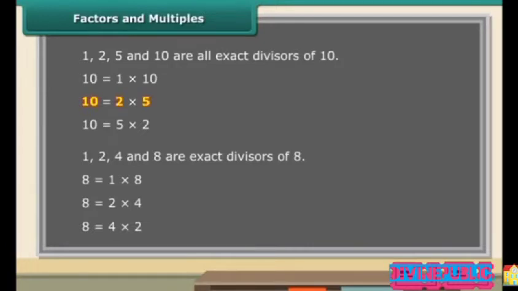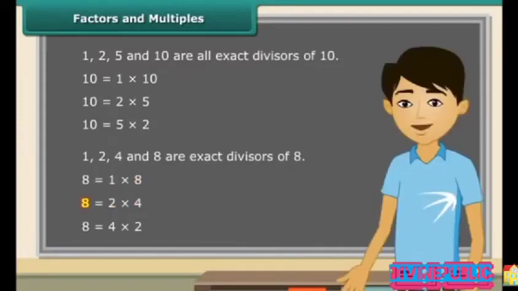Number 10 is the product of 2 and 5. It is also the product of 1 and 10. So, 10 is a multiple of 1, 2, 5 and 10. Similarly, number 8 is the product of 1 and 8 or 2 and 4. Therefore, 8 is a multiple of 1, 2, 4 and 8. Thus, we can say a number is a multiple of each of its factors. And multiples are always greater than or at least equal to the number.